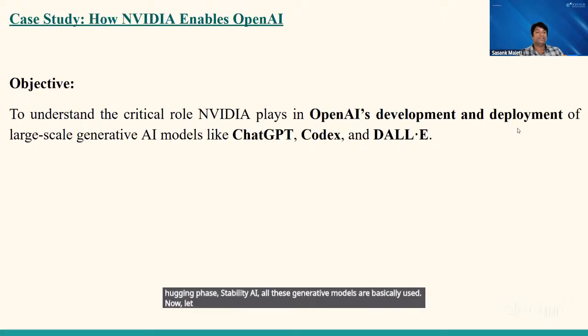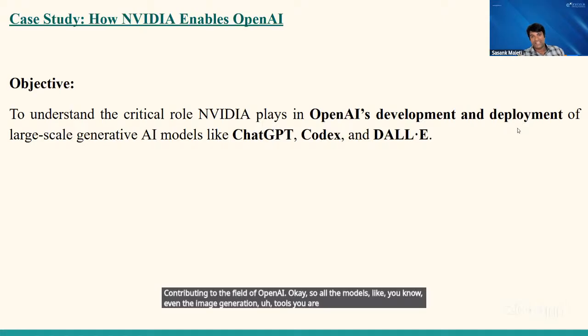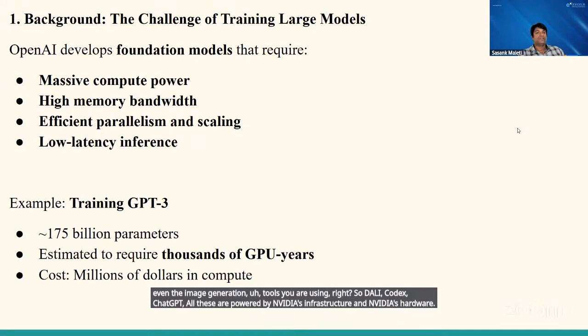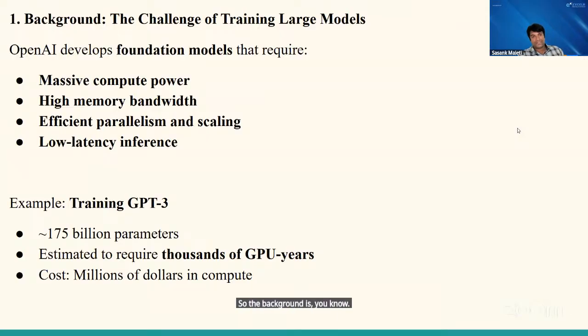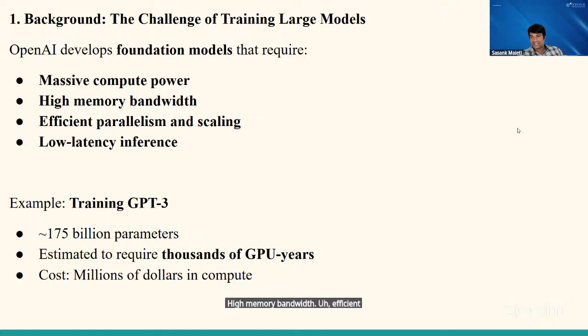Now, let us try and understand one case study of how NVIDIA is contributing to the field of OpenAI. All the models, even the image generation tools you are using, like DALL-E, Codex, ChatGPT, all these are powered by NVIDIA's infrastructure and hardware. The background is, OpenAI develops foundation models that require massive computing power, high memory bandwidth, efficient parallelism and scaling, and low latency inference. For this they need a lot of parameters.